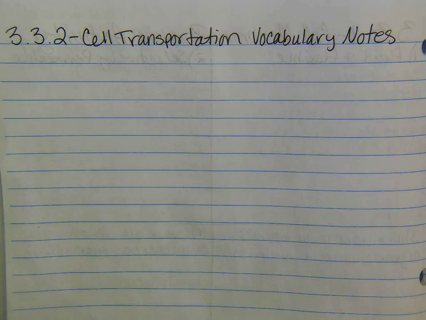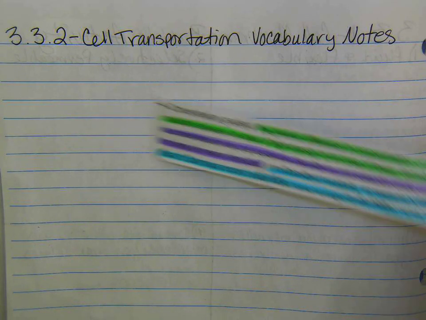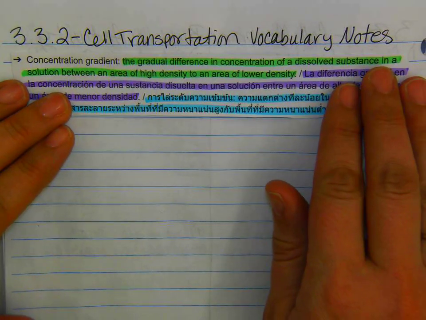Let's jump in. Today, we're talking about cell transportation and really talking about the movement of different types of molecules across the cell membrane. Before we get into the specific types of transport that we have, we first need to talk about why things move. So we're going to talk about this term, concentration gradient.